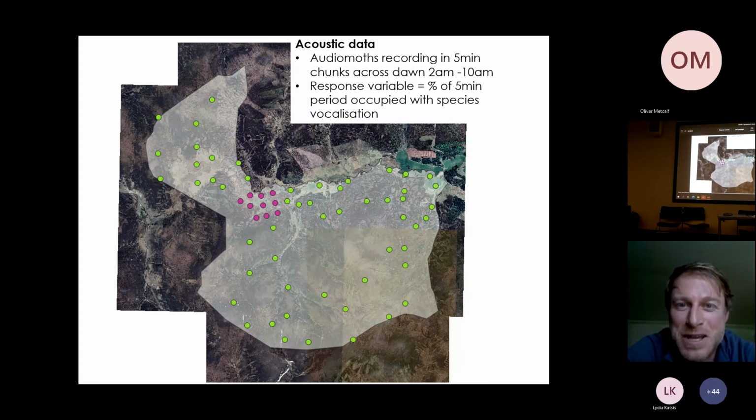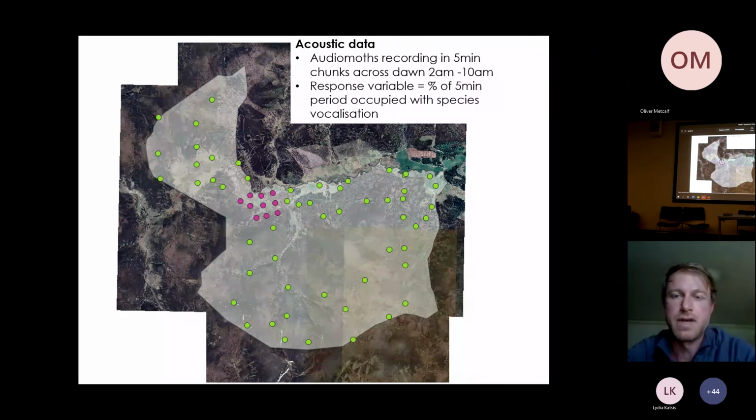The green dots are standard AudioMoths, and the pink dots are GPS-synced AudioMoths, which I'll talk about in a second. They're just recording in 5-minute chunks across the morning, and I'm intending to use the percentage of each 5-minute period occupied with each species' vocalization as a crude index of abundance at each point.